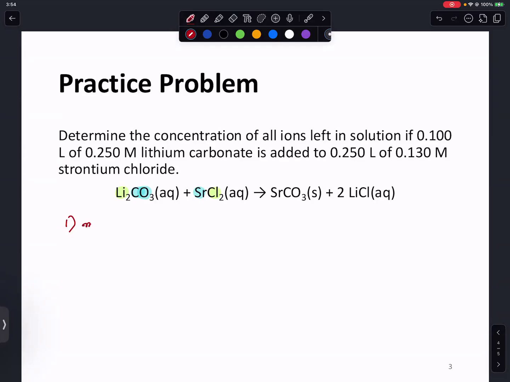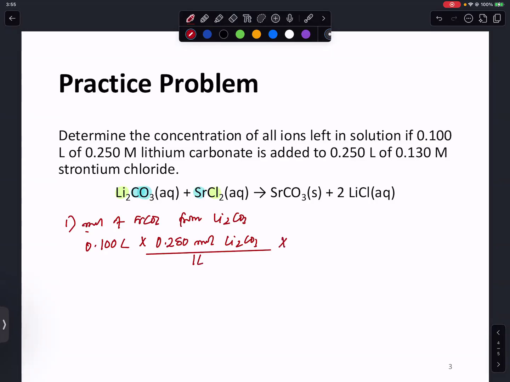So let's start with first calculating the moles of strontium carbonate from lithium carbonate. In this case, I can say 0.100 liters times 0.250 moles of lithium carbonate in 1 liter. And then for every mole of strontium carbonate produced, we have 1 mole of lithium carbonate consumed. And I have here 0.0250 moles of strontium carbonate.